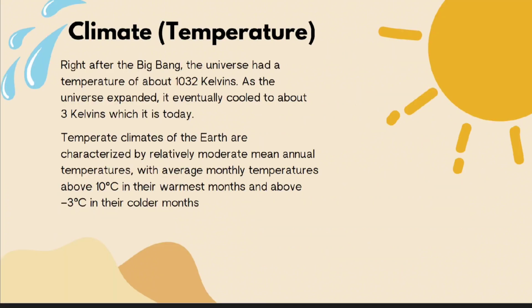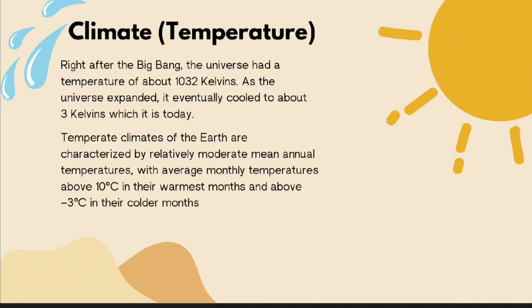Right after the Big Bang, it says that the universe had a temperature of about 10^32 Kelvin, that is equivalent to 758.85 degrees Celsius. As the universe expanded, it eventually cooled to about 3 Kelvins, that is equivalent to negative 270.15 degrees Celsius, which it is today.